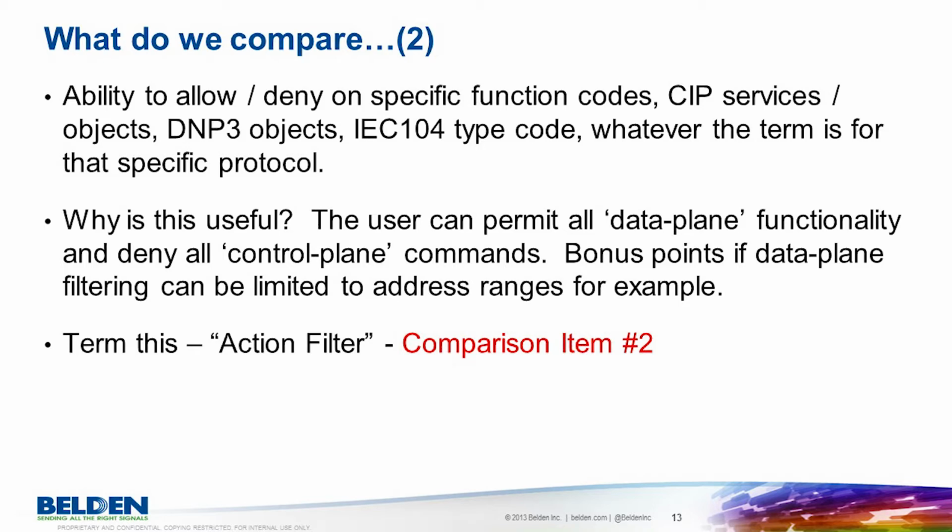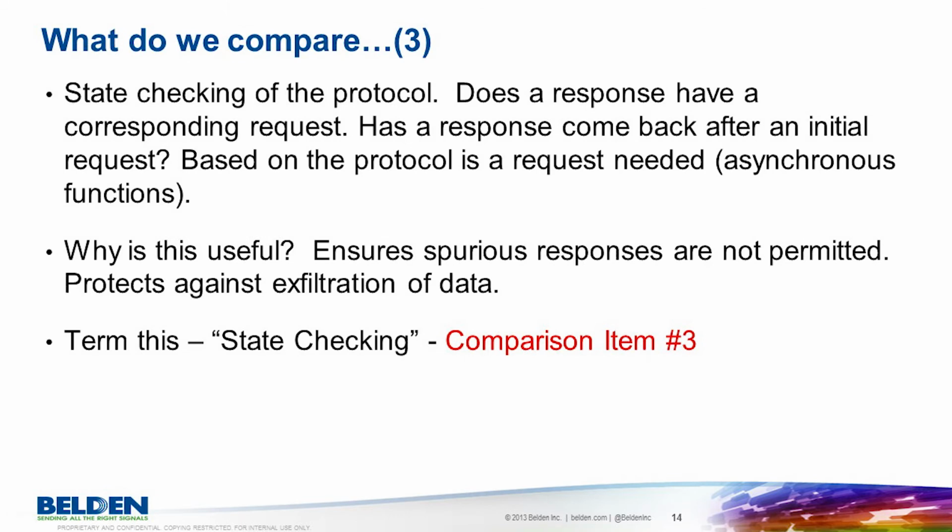If you also have the ability to block specific register ranges, that's kind of bonus points. As we think of these qualitative mechanisms, we can put numbers to it as I get further on. The next thing is state checking of the protocol. Did a response have an initial request? Did a request have the specific response? Depending on the protocol, like in DNP3's case, you might have asynchronous events coming back. So if you have an engine in there, it needs to understand this.